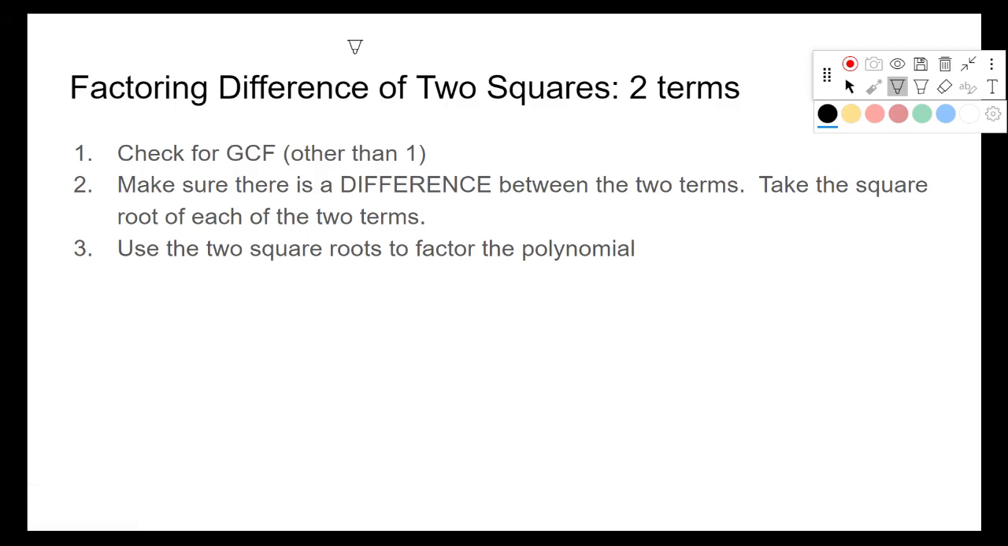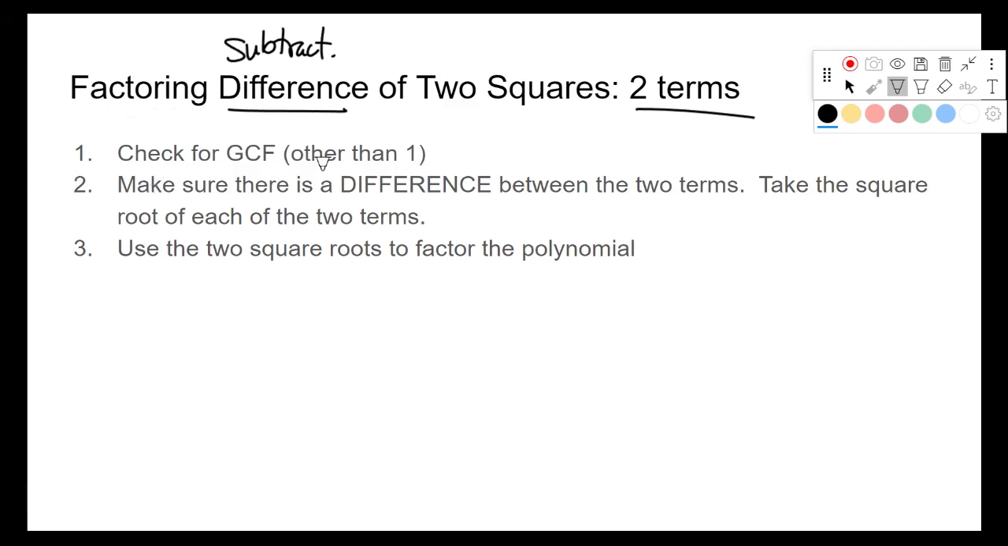So to factor the difference of two squares, you're going to have two terms in your polynomial. Difference, of course, means subtract. So I'm going to be subtracting two terms, and they're both going to be squares. To do this, the first thing you're going to do is check for a GCF other than 1. You have to do that first for pretty much every method. Factor out the GCF if there is one. Otherwise, you can leave it alone and just try to factor.